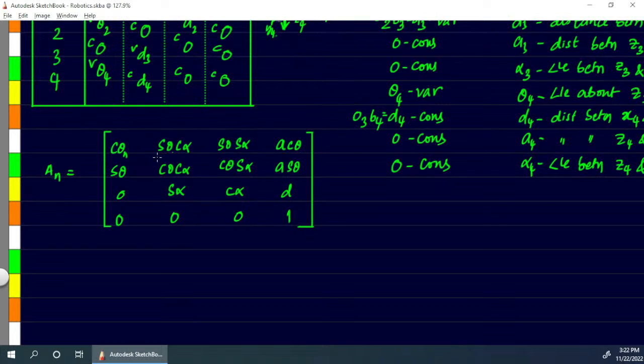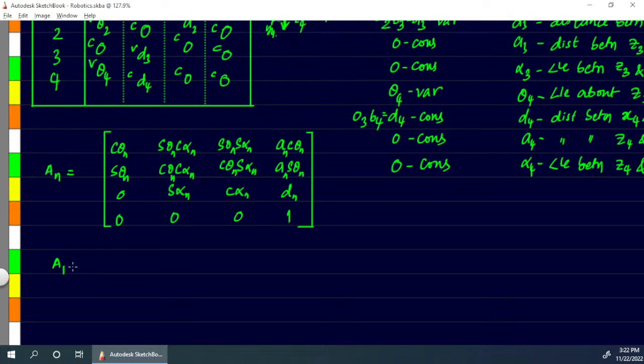So here the theta value and alpha value we have to take as n. The a value is also n. So we have to put the n value everywhere. So all these values are for the nth link. Fine. So that way we will have to find the transformation matrix for the first link.